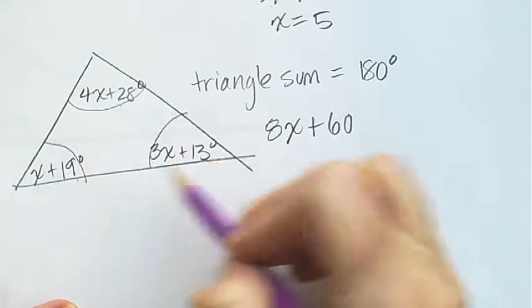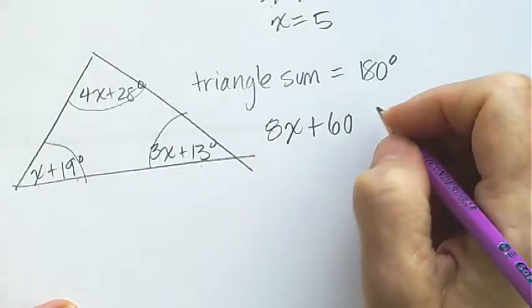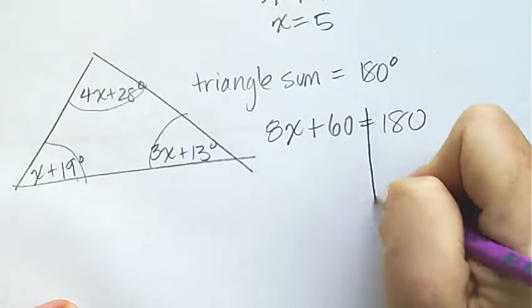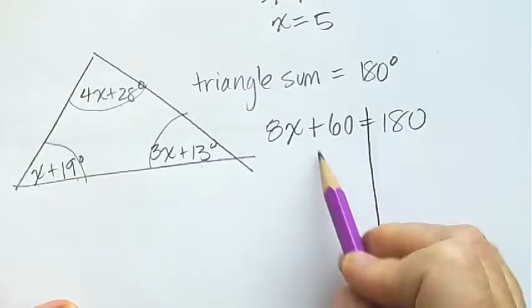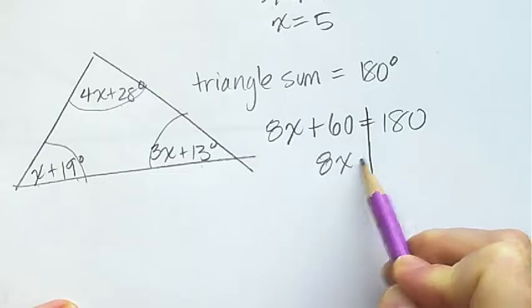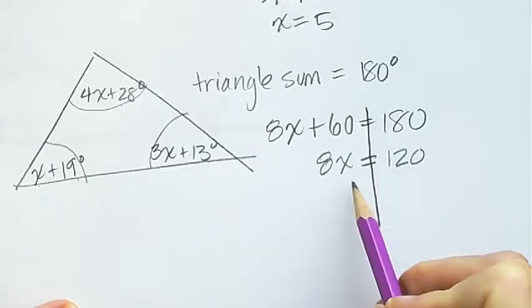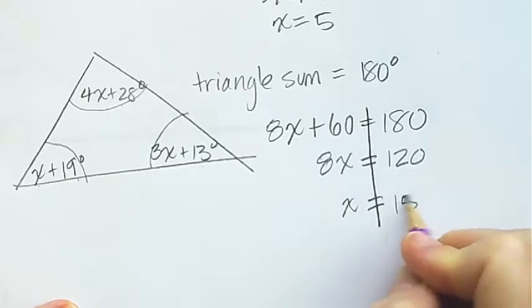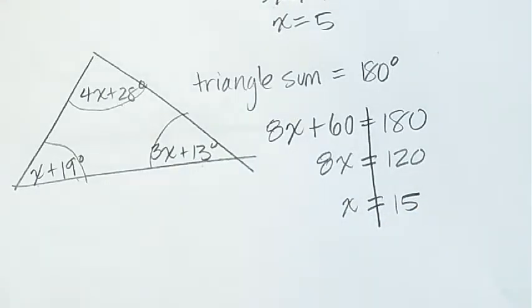So I just combined like terms, equals 180. Solve for x, subtract 60 from each side, divide both sides by 8, x equals 15. Okay, so check and make sure I did these right.